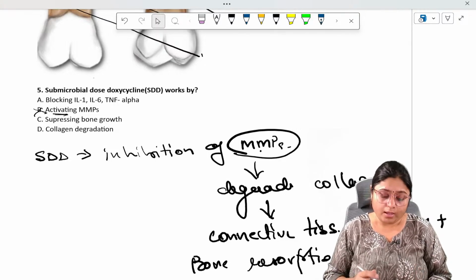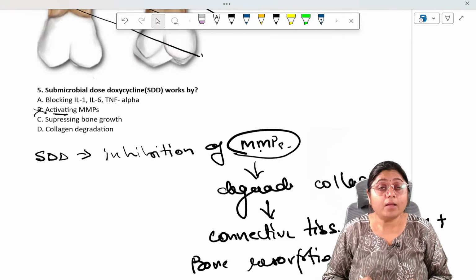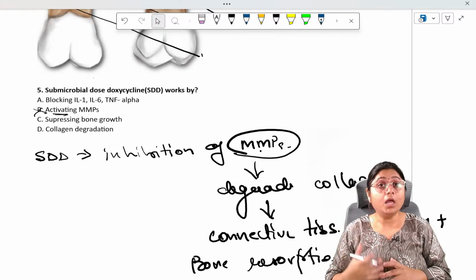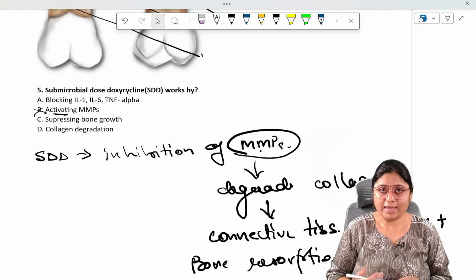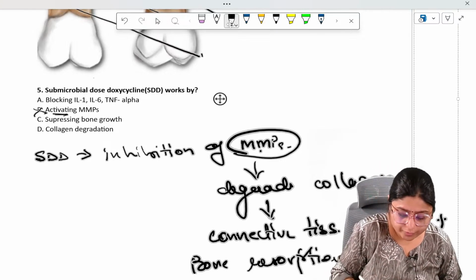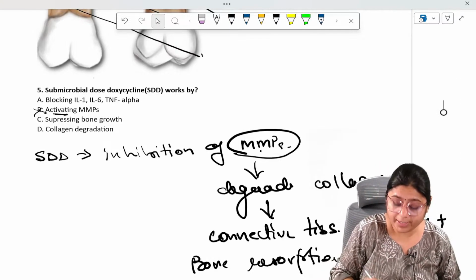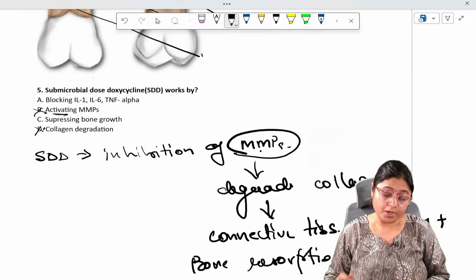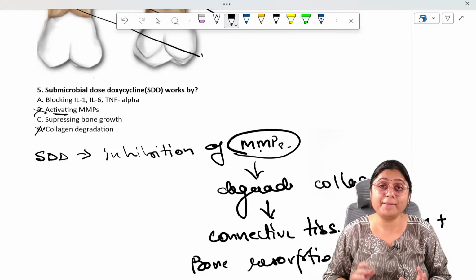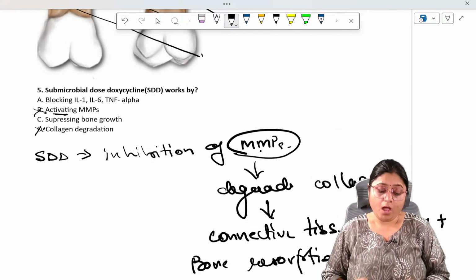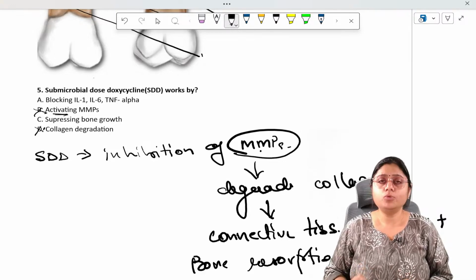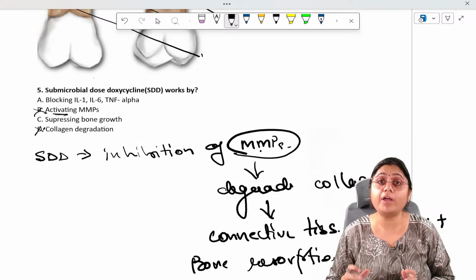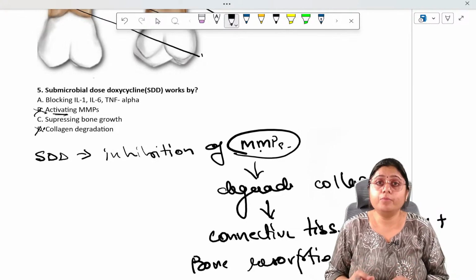No. SDD is inhibiting the MMP, so it is helping in formation of more collagen, indirectly. So this option is also gone. Now the third option, suppressing bone growth. SDD is helping in collagen formation, right? It is stimulating the fibroblasts, it is helping in collagen formation.